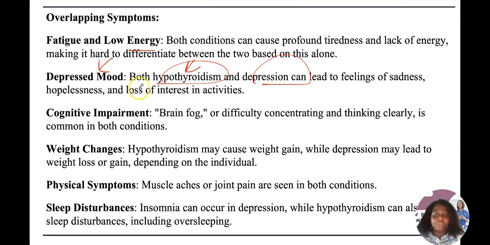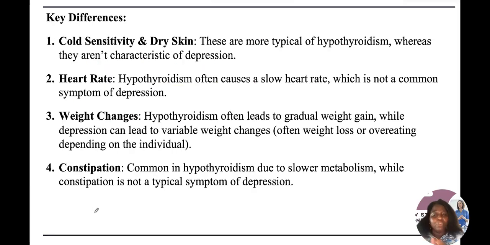Okay. Now, the other thing you're also going to see on the exam is anxiety and hyperthyroidism. Now, what about the cognitive impairment? Brain fog or difficulty concentrating and thinking clearly is common in both conditions. What about weight changes? Definitely hypothyroidism. Can you all see my point now? Yes, we do have overlap going on, but we need to focus mainly on what? We need to focus mainly on both and work them up.